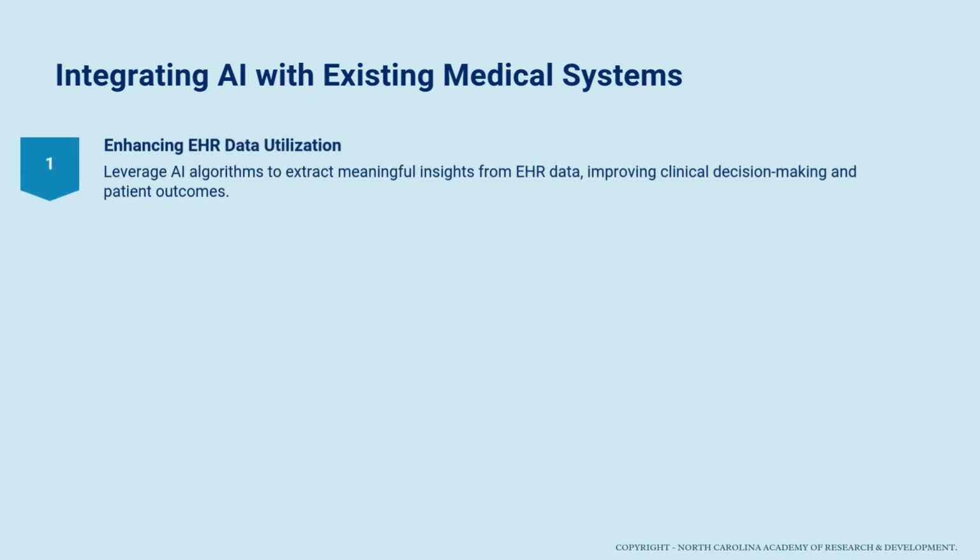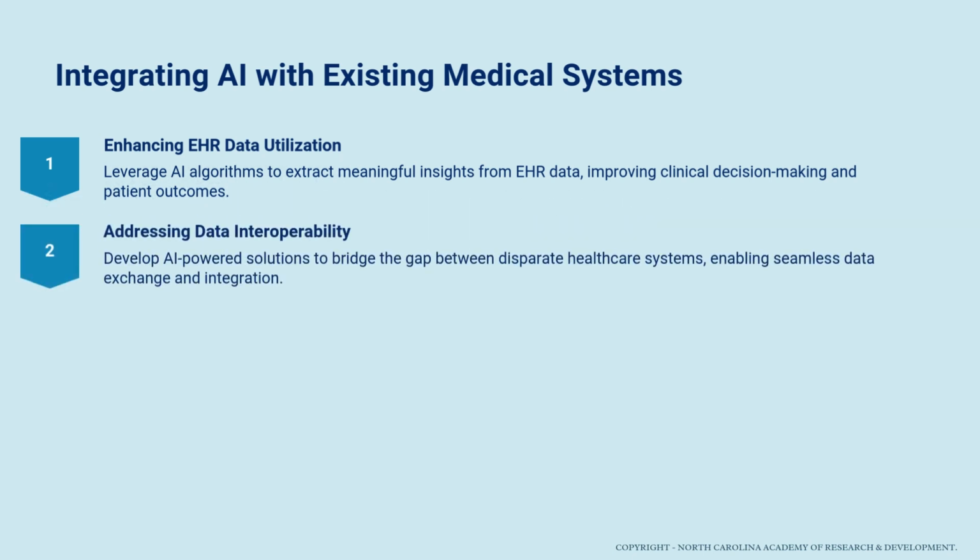First up, enhancing EHR data utilization. You're already familiar with electronic health records, but here's the challenge. They're packed with data, and much of it goes underutilized. Algorithms can comb through EHRs to extract meaningful patterns. For example, they can flag early signs of kidney disease by connecting scattered lab reports and medication histories, something that might take a human hours to cross-check. The result? Faster decisions and better patient outcomes.